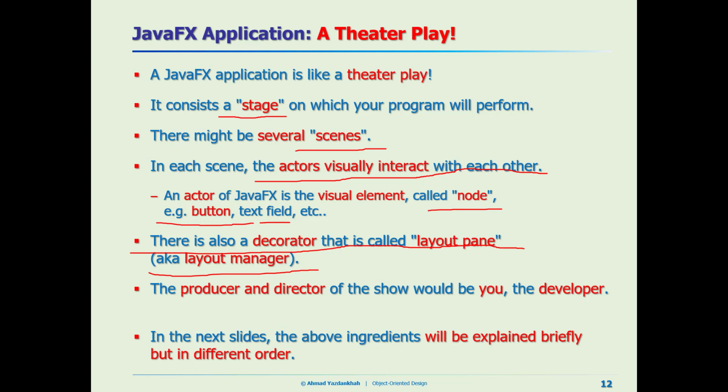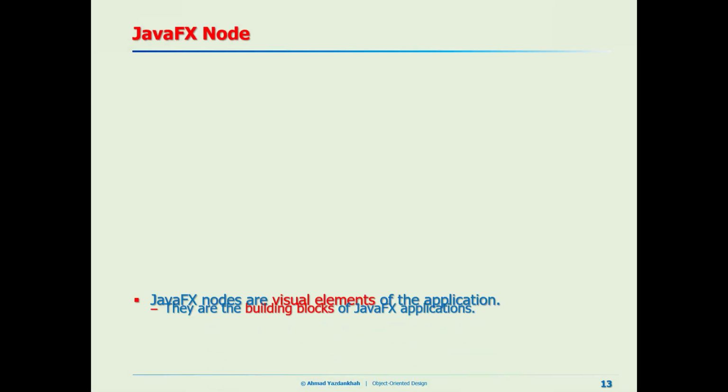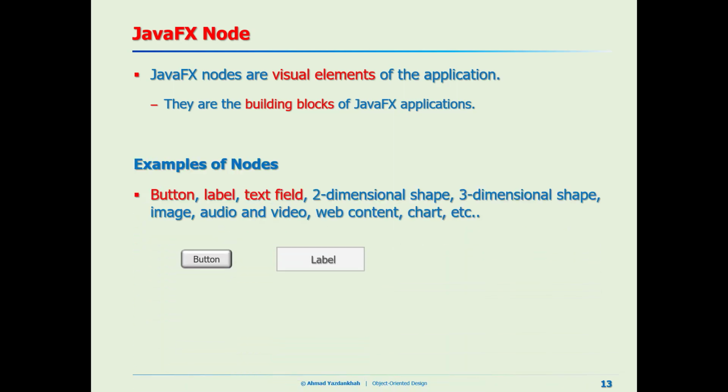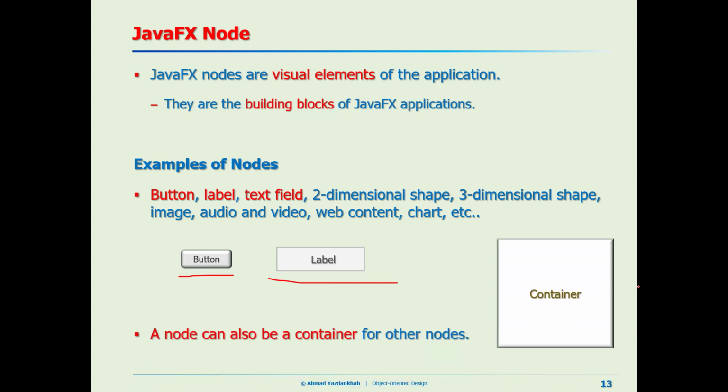Right. Let's start with the node or the actors. So what is a node? As we said, it is a visual element. It's the most important building block of a JavaFX application, right? Here are some examples of nodes. A button, yeah, a label like this, and even a container. A container that you put some other nodes in is itself a node, right? Yeah, we can consider it as a node.